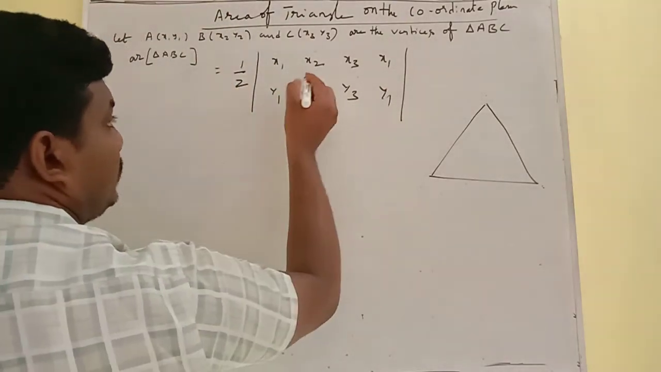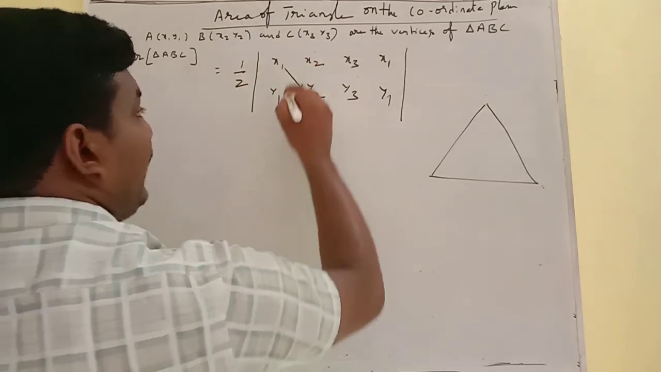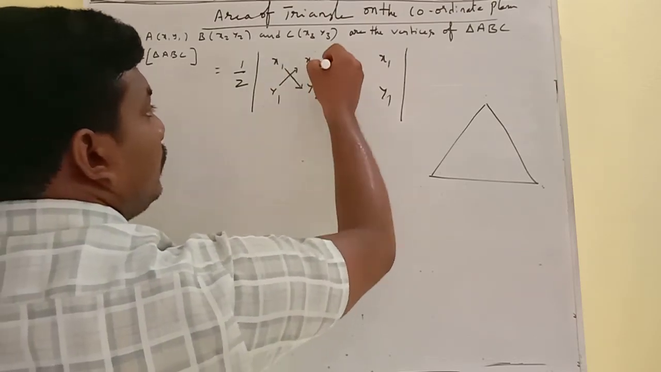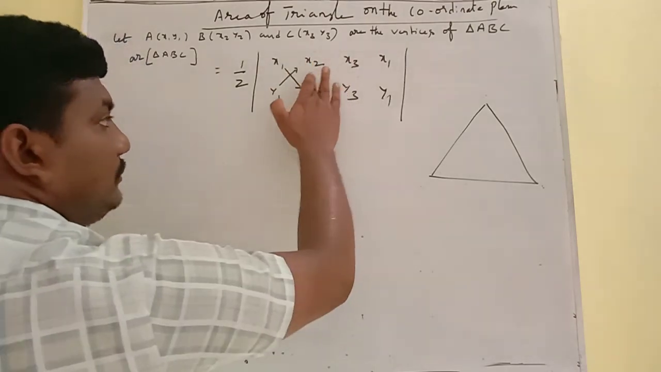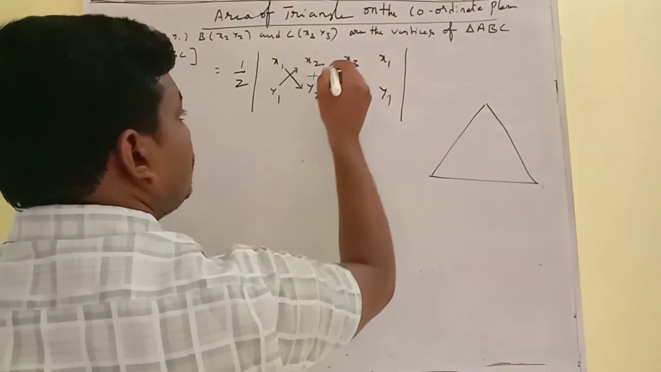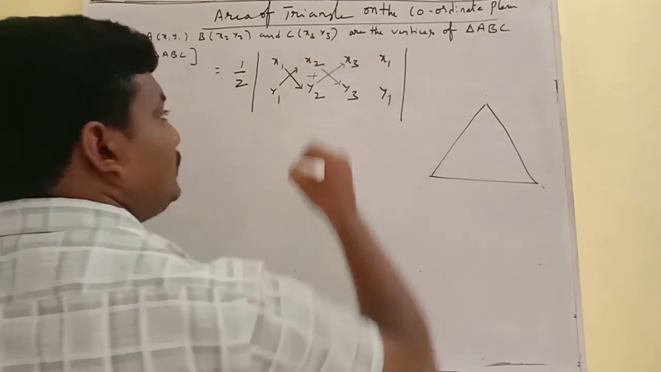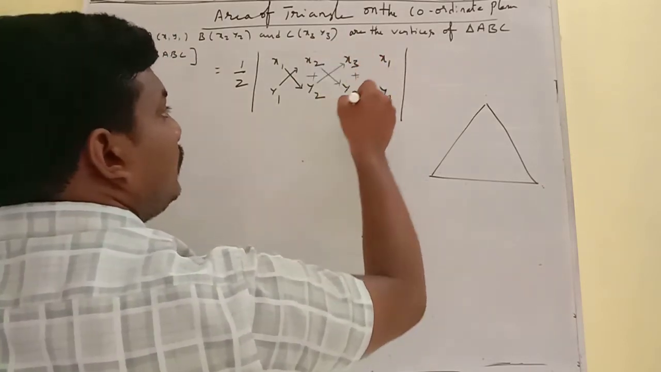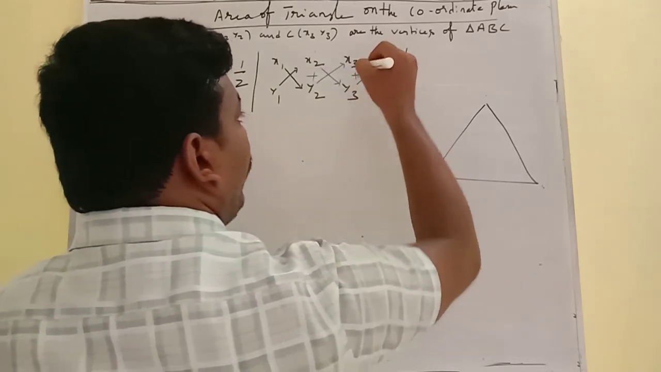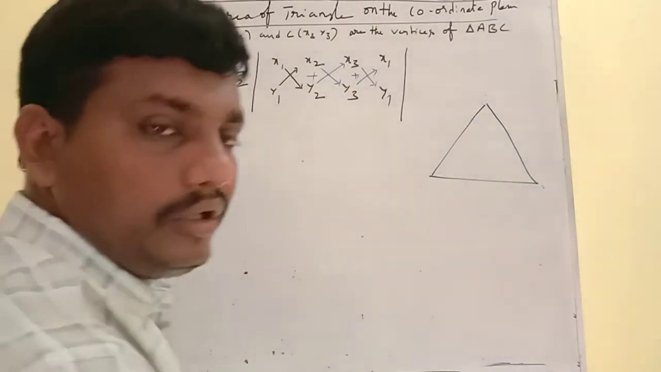So to find this, x1 y2 minus y2 x1 plus, we are going to use the plus symbol, plus x2 y3 minus x3 y2, plus we can take it as x3 y1 and y1 x3. So this is the formula we are going to use.